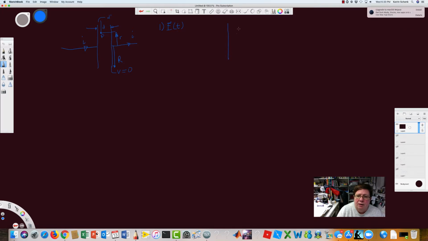I'm just going to put the plate over here because it's too messy over there for me to draw on. And here's my point P. Okay, so what I'm going to do is make a little Gaussian pillbox that goes right through that point. It doesn't really go through that point, but it's supposed to. And we forgot to put the charges on the plates.